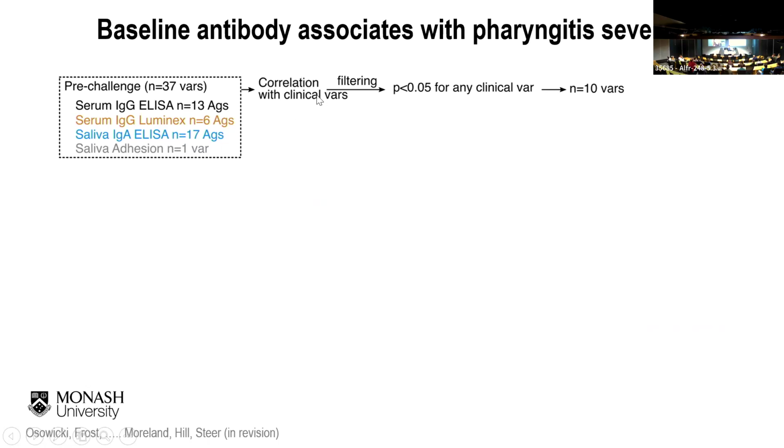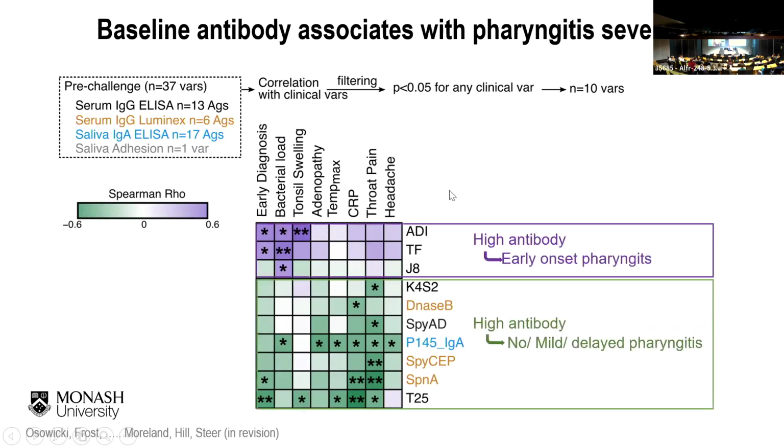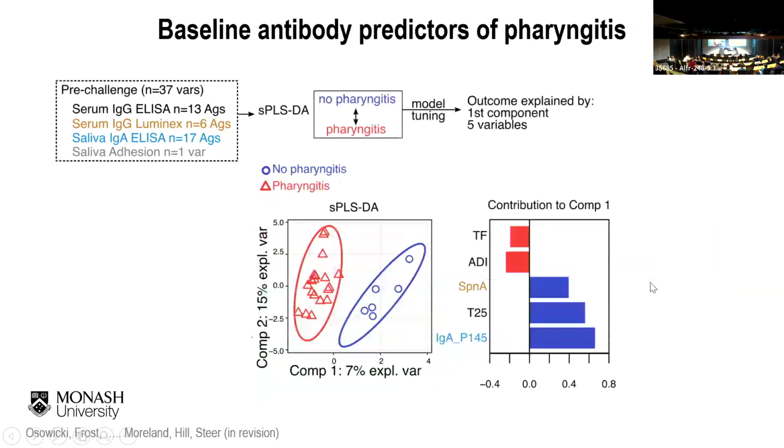The first was taking a spectrum of clinical variables and just doing correlation analysis. And we found these 10 antigens here that showed at least one correlation with these various different clinical variables. And they broadly grouped into this first group here, where high baseline antibody seemed to associate with early onset pharyngitis. And the second group, where high antibody at baseline seemed to correlate with no, mild or delayed pharyngitis.